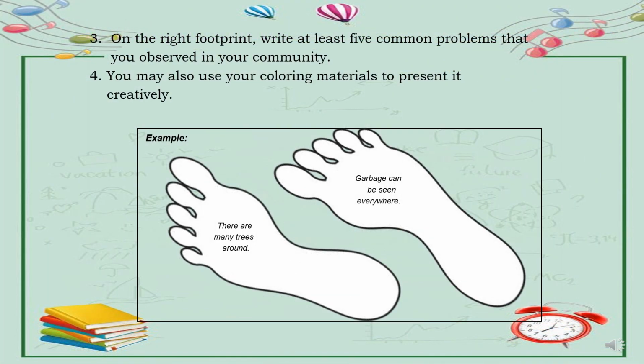3. On the right footprint, write at least 5 common problems that you observed in your community. And 4. You may also use your coloring materials to present it creatively.